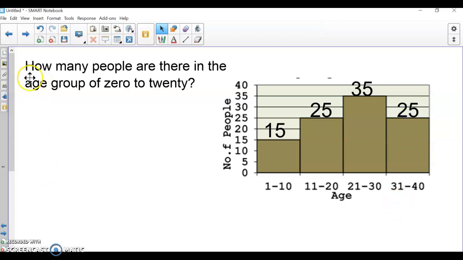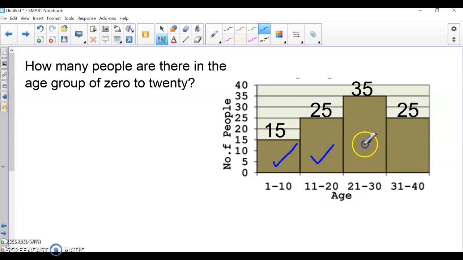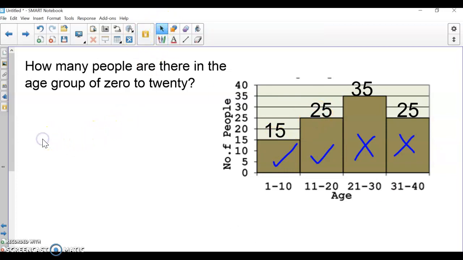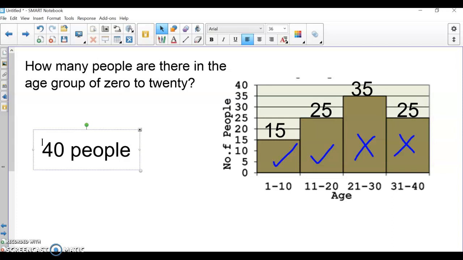From the age of 31 to 40 is 25. Let's go back and look at the question again. How many people are there in the age group of 0 to 20? So I'm looking for the age group of 0 to 20. So 1 to 10 counts, 11 to 20 counts, 21 to 30 does not, 31 to 40 does not. So I need to add the two that count. 15 plus 25 gives me 40. So 40 people are in the age group of 0 to 20.